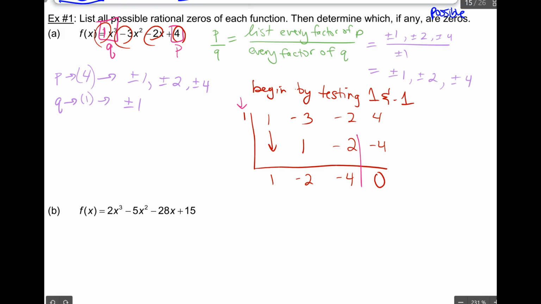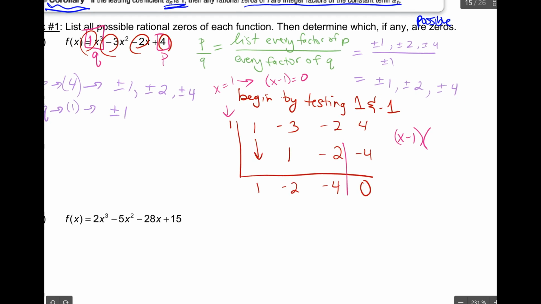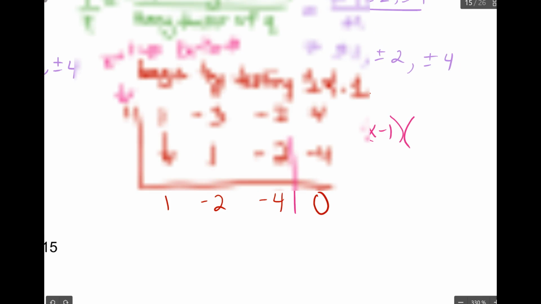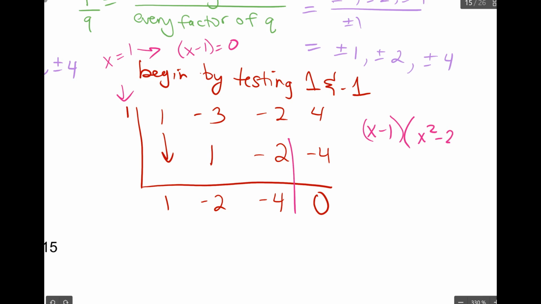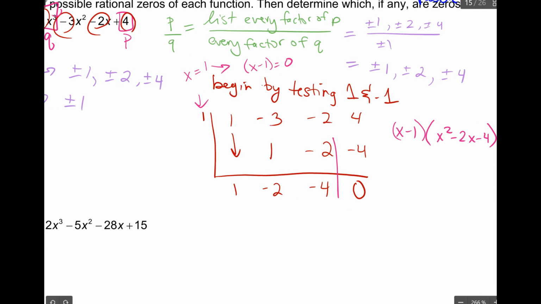So this x equals 1 is a zero, which means the factor would be x minus 1 equals 0. Okay, so I have x minus 1, let me write it over here. So I have x minus 1, and then the quotient, it's being multiplied by x squared minus 2x minus 4. Because I started with an x to the third, I know I have to start with an x squared right here.